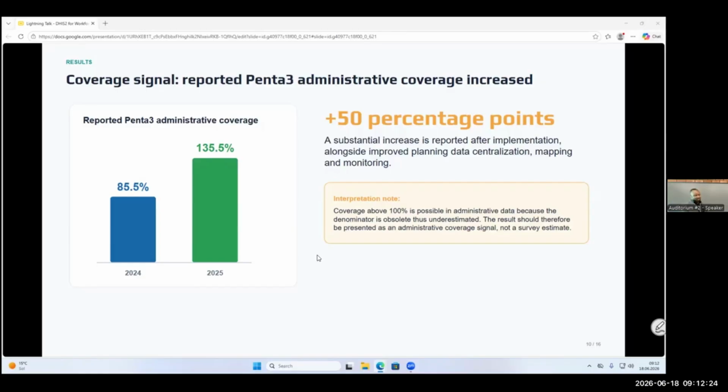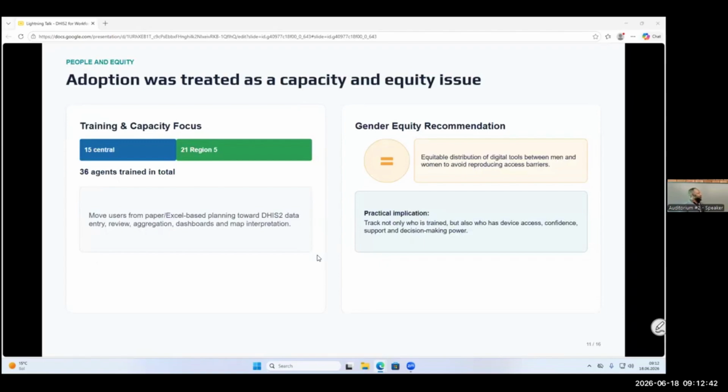I will not read everything. There's a note there you can read, explaining that it was because of the absolute denominator, which caused underestimated values. Here I'm winding up to talk about people and equity, and what I was saying about the training of people. We trained 36 agents in total, at both the central and regional levels. And we made sure we included women and that all genders are trained.